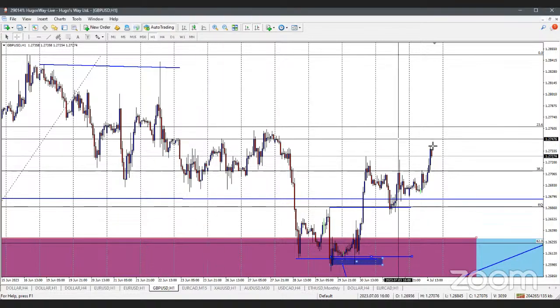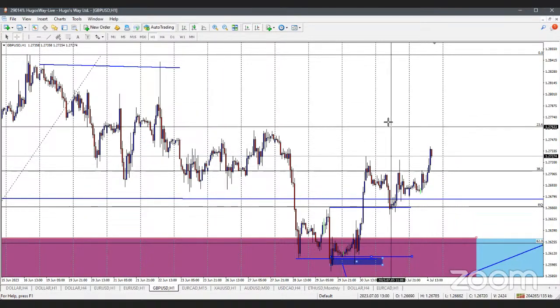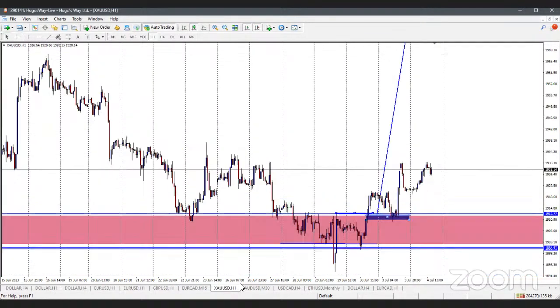But since we're in off-correlation territory, I don't really want to be trading the pairs yet. I think maybe the news on Wednesday might balance everything out. But for now, no. All right, moving on to gold here.